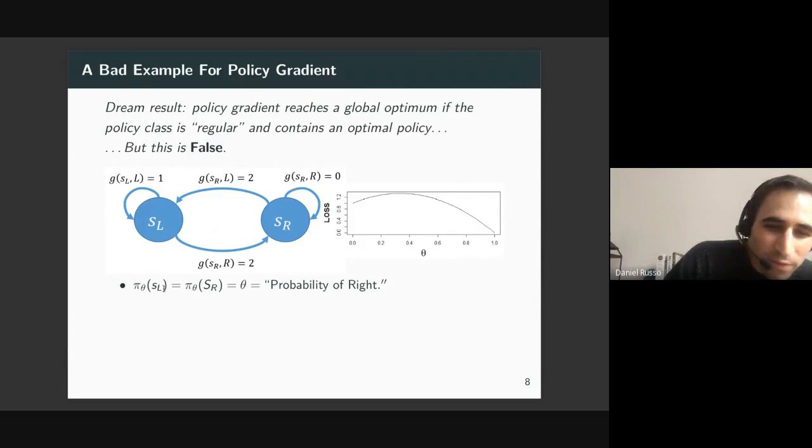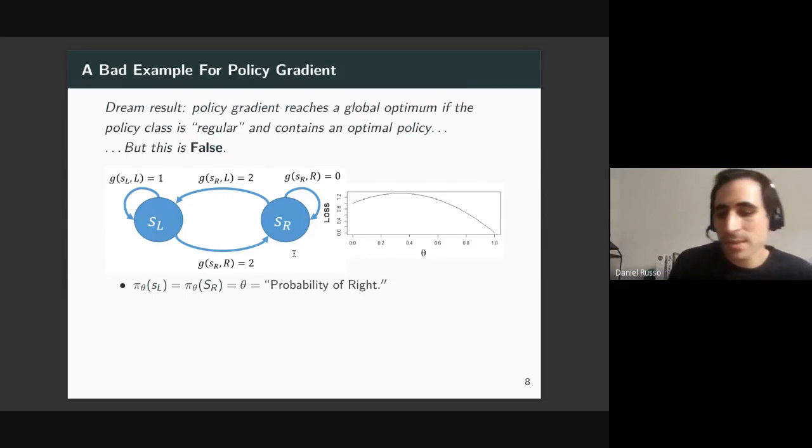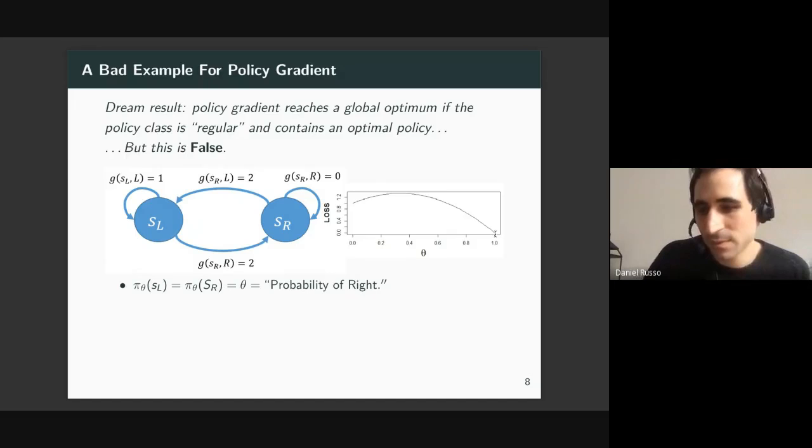So here, this policy assigns a probability theta to going right, regardless of whether you're in the left state or the right state. So this is a lower dimensional policy class than the set of all policies, but it's one that contains the optimum over here at the right, a policy that goes right with probability 1. Somehow we've reduced our problem to searching over a simpler policy class.